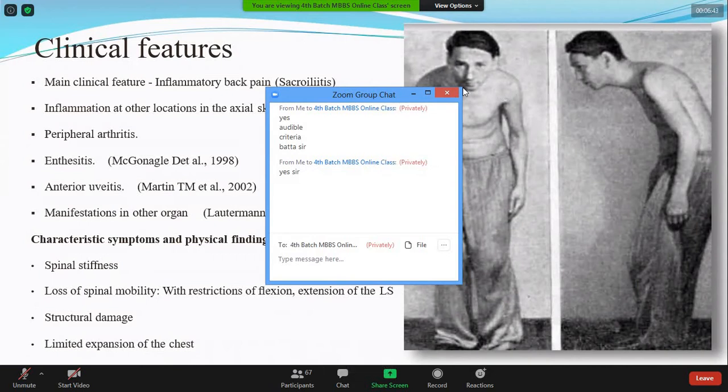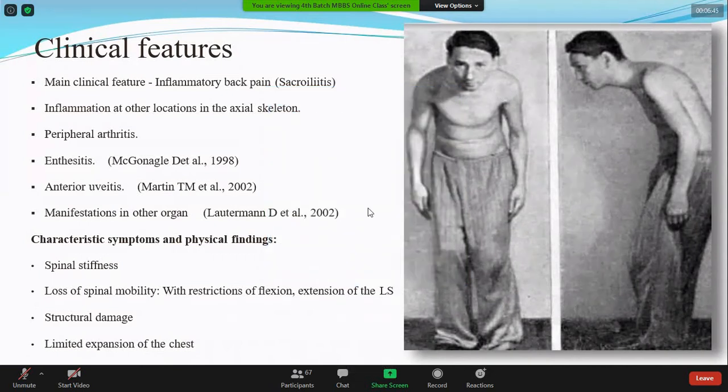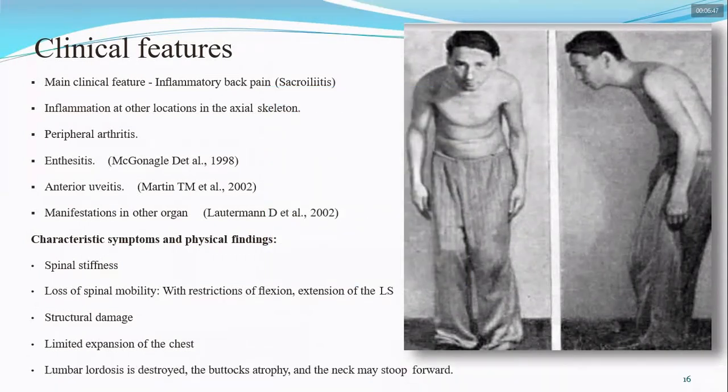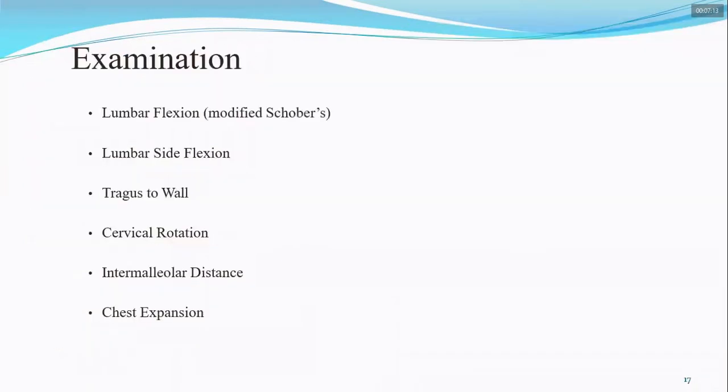Other clinical features are peripheral arthritis, and enthesitis, which means the inflammation and calcification of the tendon and the ligament, and anterior uveitis, and also there may be manifestations in other organs. Basically the physical findings are spinal stiffness, loss of spinal mobility, structural damage, limited expansion of the chest, and the lumbar lordosis will be lost.